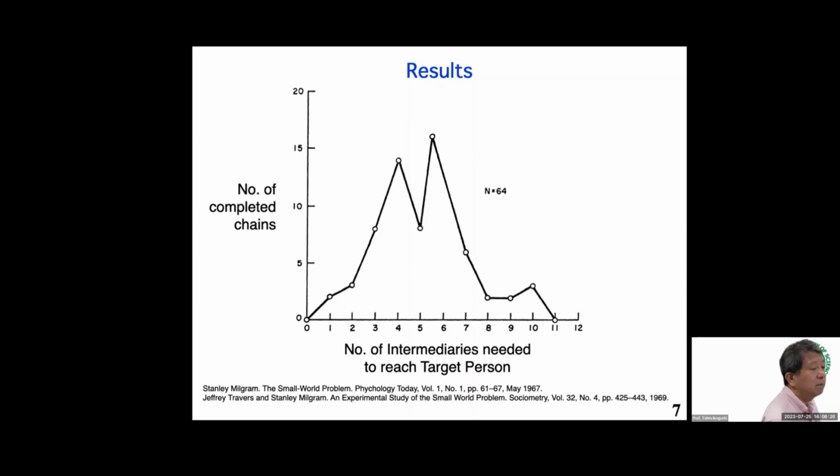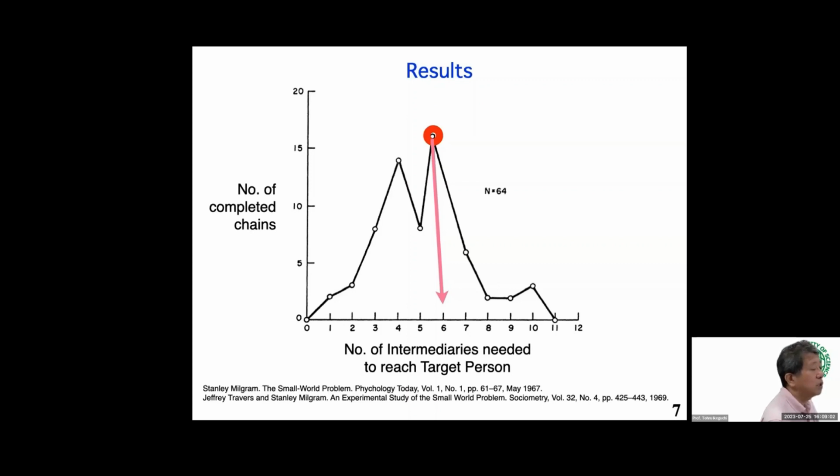The number of steps by which these were delivered to the target person, the result is quite surprising. As you can see, the most frequent number is 6. The population of the United States in the 1960s to 70s was just under 200 million. So compared to this population, a letter can reach the target person in only 6 steps.